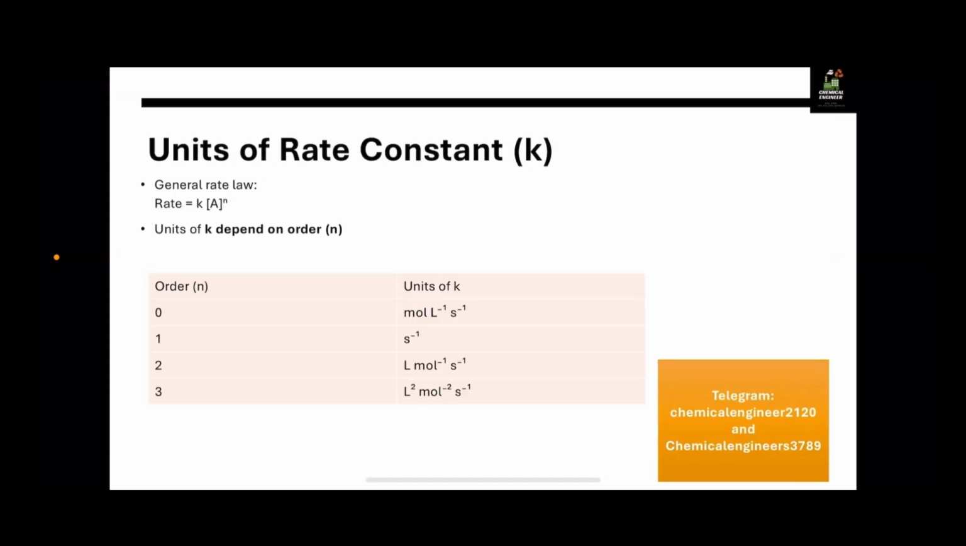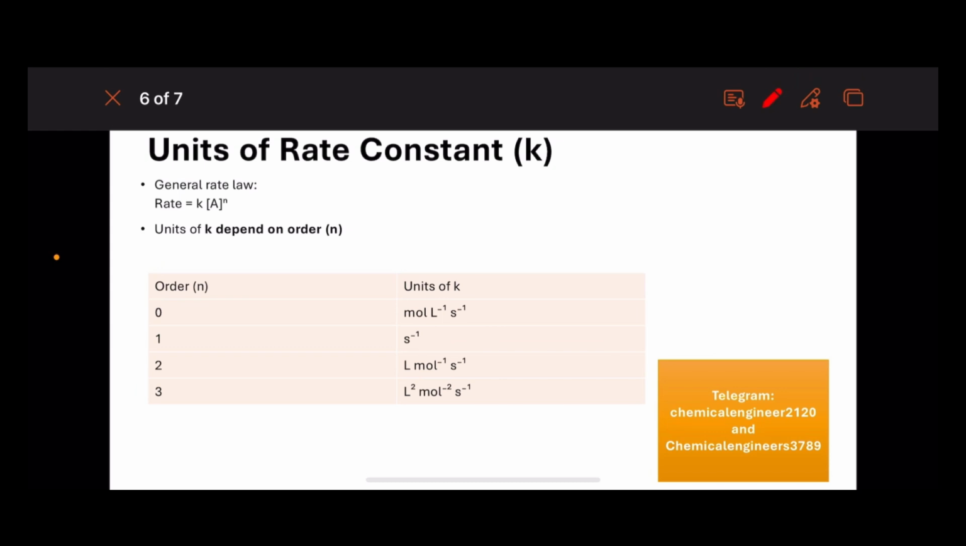Now units of rate constant. We are given the general rate law. But what are the units of the rate constant, not the rate? Rate unit we already know. How to calculate the rate unit? Just a minute. The rate unit is the negative of dCA upon dt. This is concentration, dC upon dt.